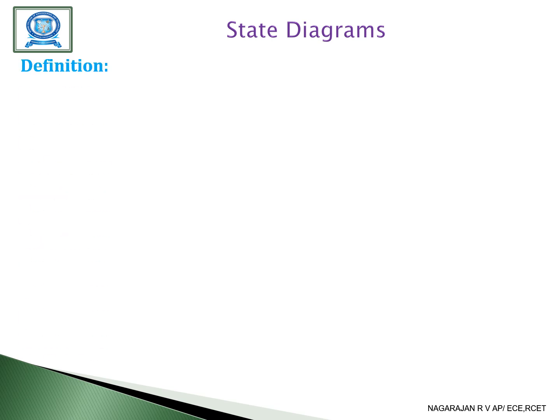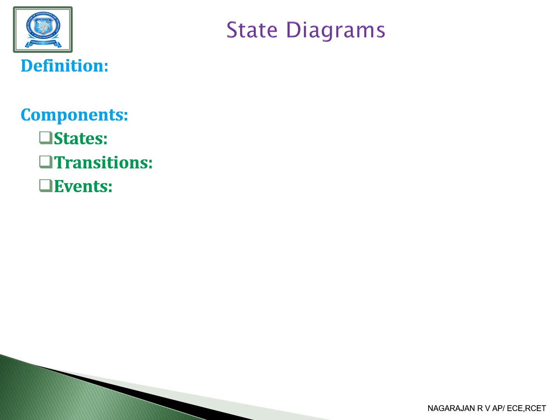A state diagram represents the different states of a system or component and the transitions between these states based on events or conditions. What are the components present in the state diagram? It has three components: states, transitions, and events.